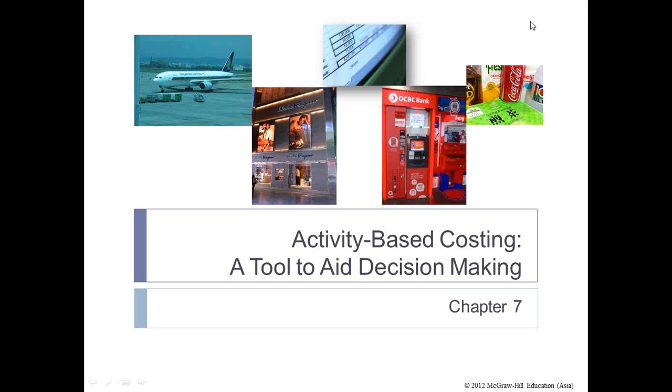Chapter 7, Activity-Based Costing, a Tool to Aid Decision-Making. This is Managerial Accounting.